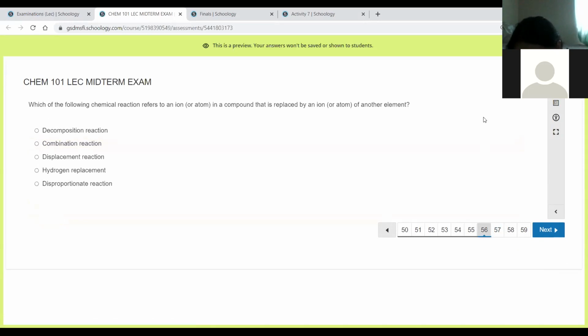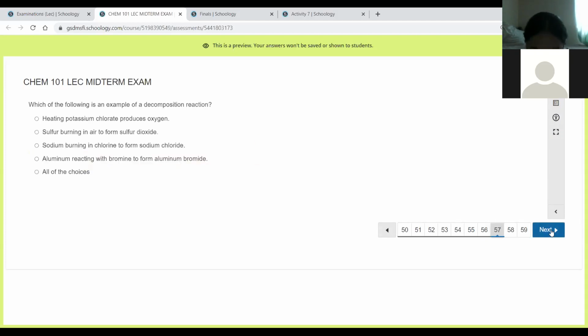We'll recheck later. Which of the following chemical reactions refers to an ion or atom in a compound that is replaced by an ion or an atom of another element? So kung merong replacement ng isang ion or atom to another atom, that is just called displacement reaction. So hindi naman kasi siya specific for hydrogen, so it's not really the hydrogen replacement. Okay? So displacement reaction lang siya. This is actually also called replacement reaction.